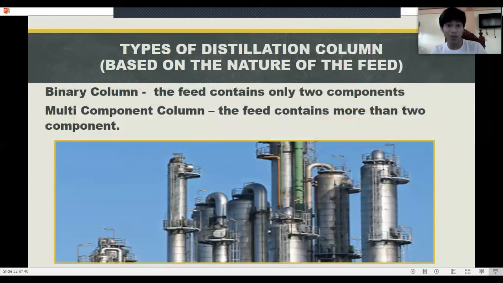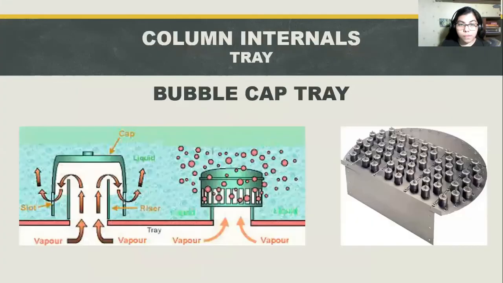Next is the type of distillation column based on the nature of the feed. This can be classified into binary column and multi-component column. A binary column is when the feed contains only two components. And a multi-component column is, of course, when the feed contains more than two components.